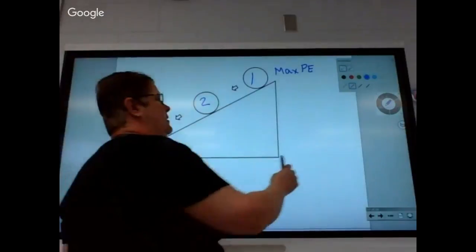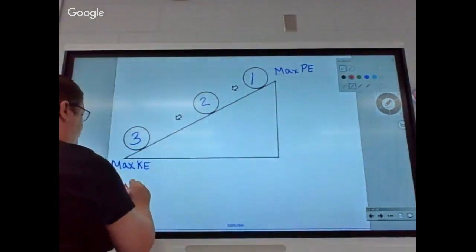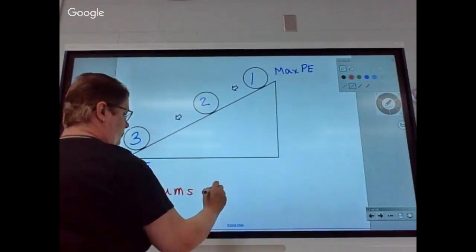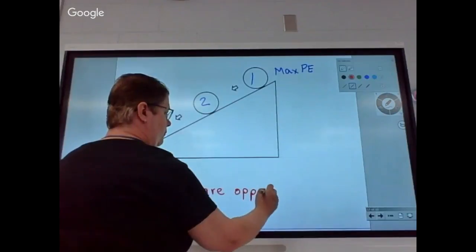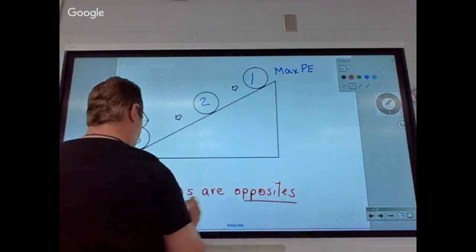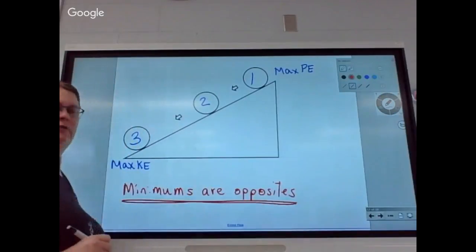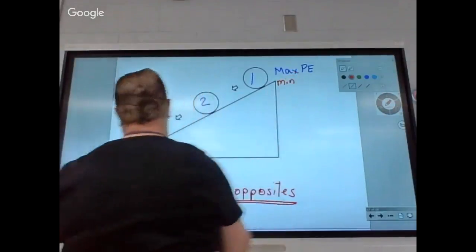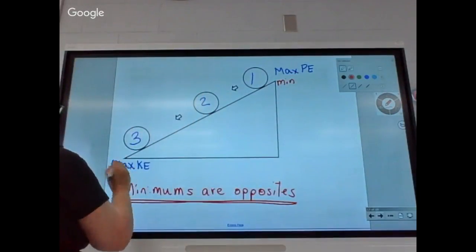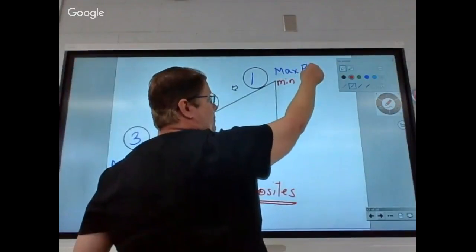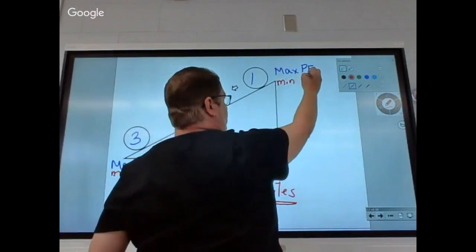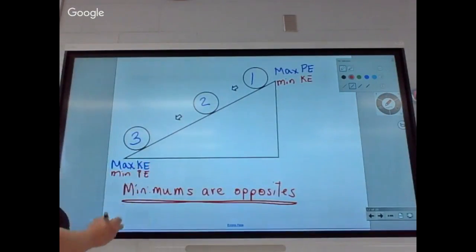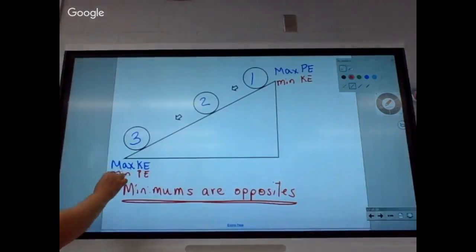Now, sometimes the state tries to get tricky, and they want minimums. Minimums are just opposites. Okay? Minimum PE. Minimums are just opposites of each other's. So, if they want a minimum kinetic, what's the opposite of that? Potential. Minimum what?